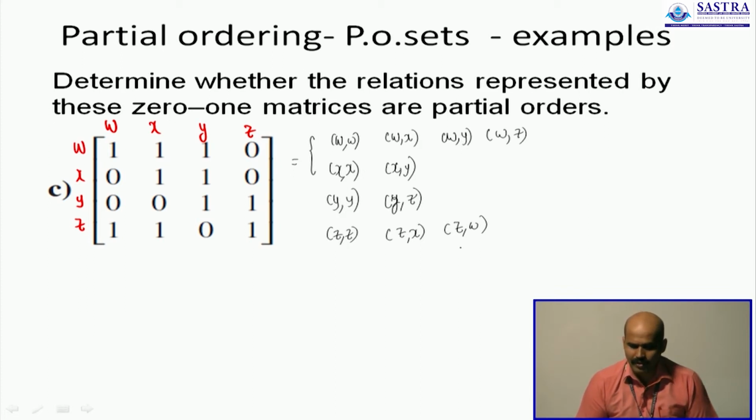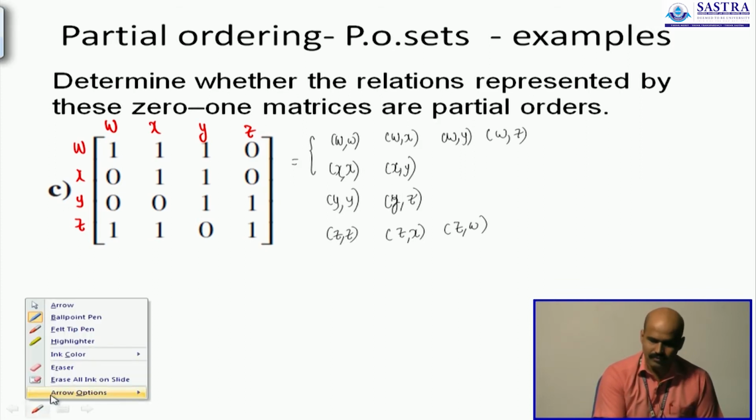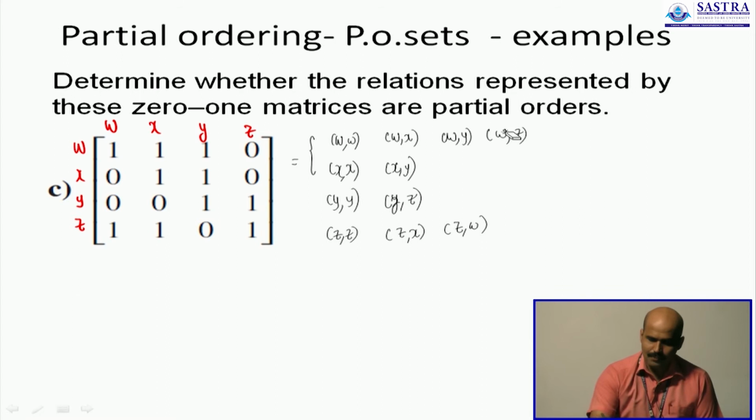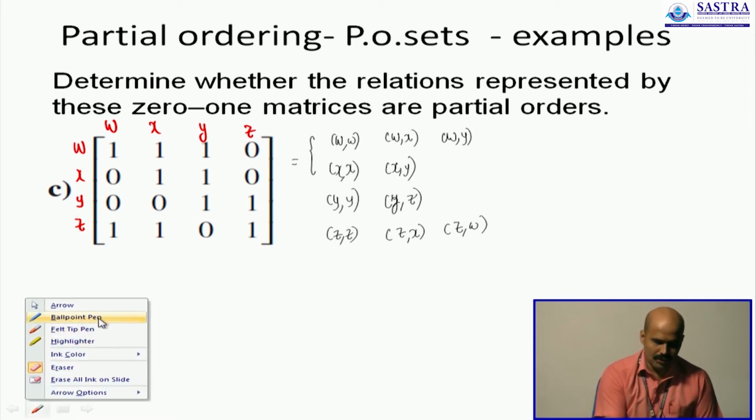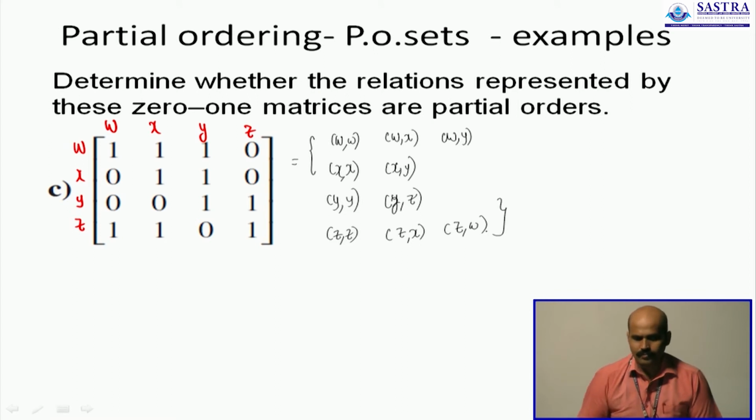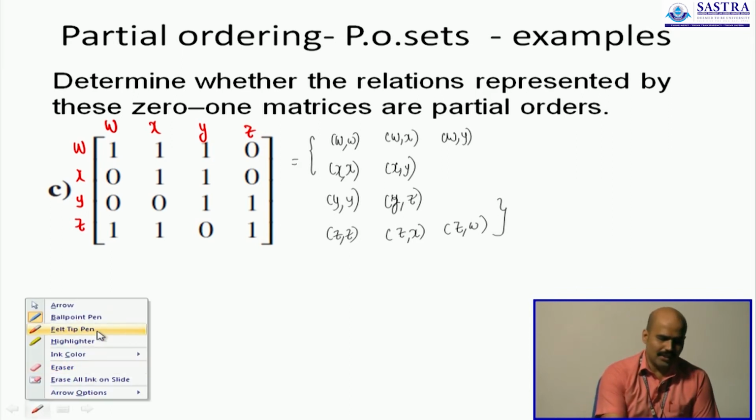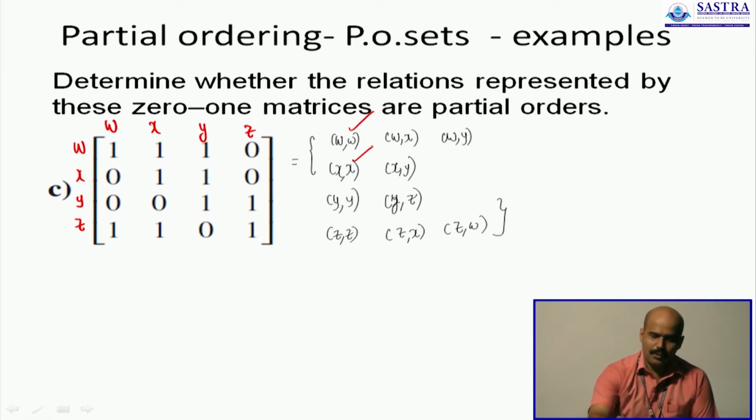Have I repeated anything here? You don't have WZ. WZ is actually absent, so this pair is not present before us. Alright, that's a mistake. There are only 10 pairs now, 3, 3, 2 and 2, 10 pairs. Now it is obvious to find out that this is reflexive. WW, XX, YY and ZZ are present.